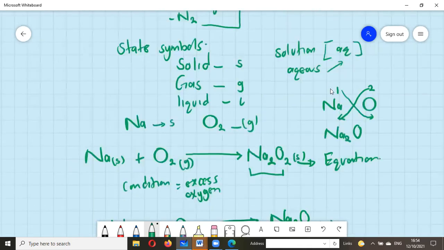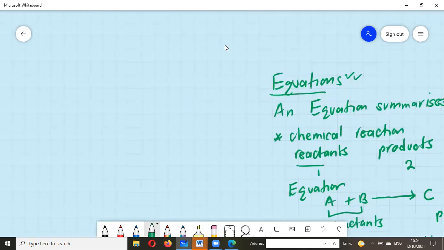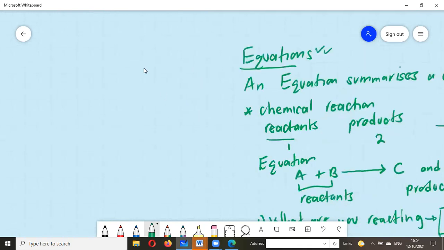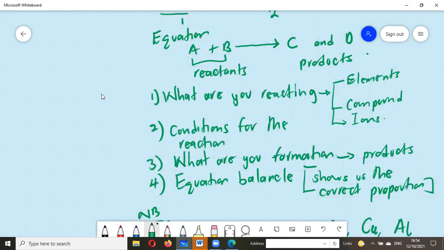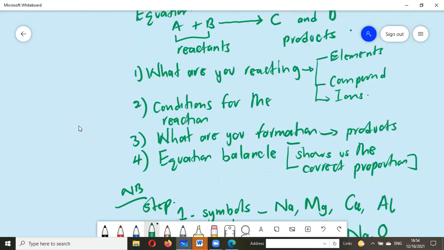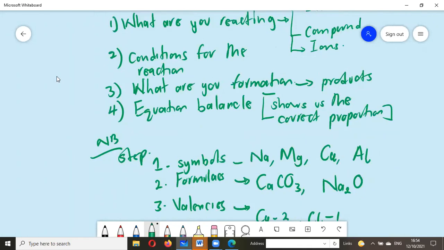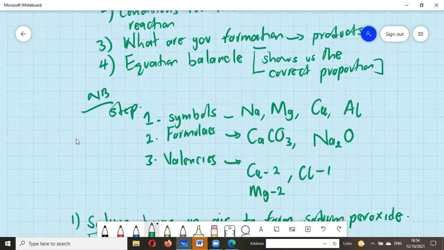When we come back here, remember one of the things we emphasized under chemical equations. We have the reactants. What are you reacting? That and that. The condition for the reaction, what is that? What are you forming? We saw that. Is the equation balanced? That. Very good. Let us look at example 3 now.